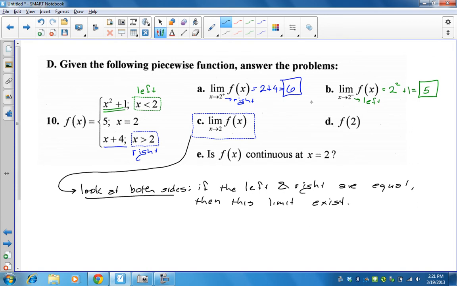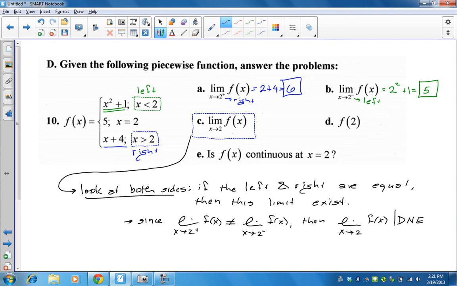Well, in parts A and B, we've already done the right and the left side, and we see that we got different answers. The right side is approaching 6, the left side is approaching 5. That means this limit does not exist. So since the limit as x approached 2 from the right of my function is not equal to the limit as x approached 2 from the left side of my function, then the limit as x approaches 2 overall from both sides does not exist. And that's our answer to part C.